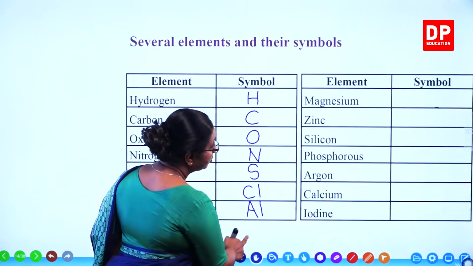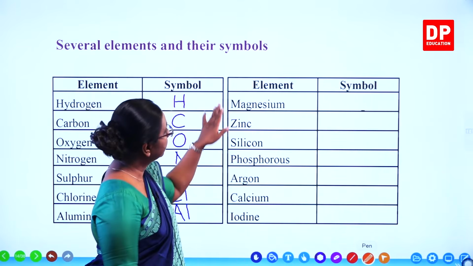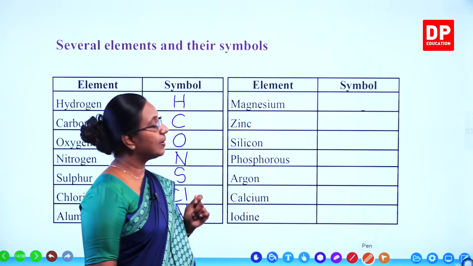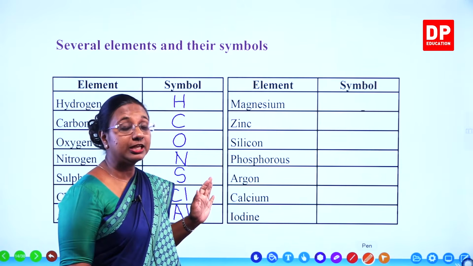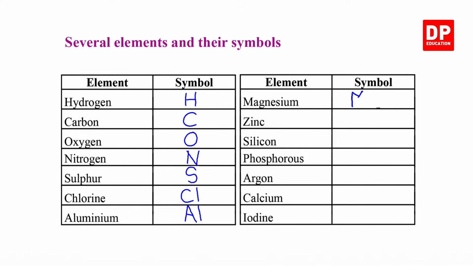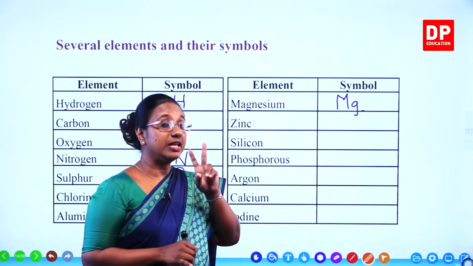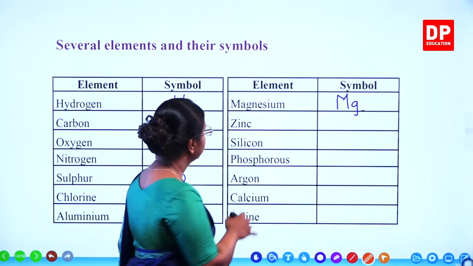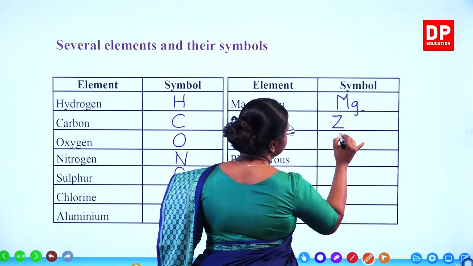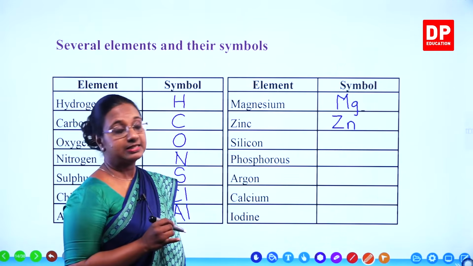Then I will move on to the second table here. So that also has some elements. First one is magnesium. We have already written the symbol, capital M and simple G, magnesium. So M and the third letter G. Then we have zinc. That also needs two letters. So that is written as capital Z and simple N. First letter and third letter, zinc.